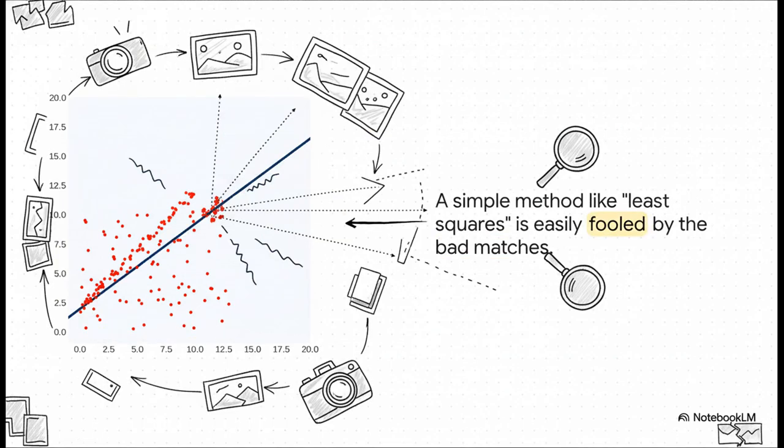Now, if you try to use a simple method to find the pattern here, like trying to draw one line that gets as close as possible to all the points, it gets totally thrown off. It tries to please all those noisy outliers, and you end up with a line that doesn't actually fit the good data at all. This would give us a horribly warped panorama.